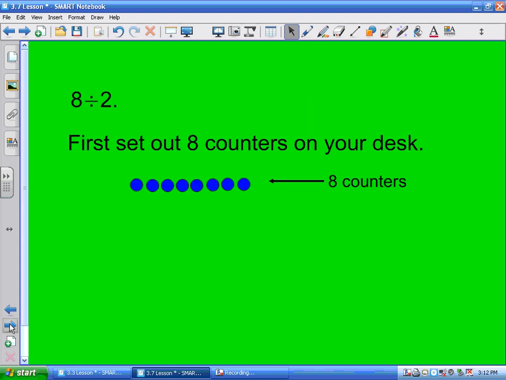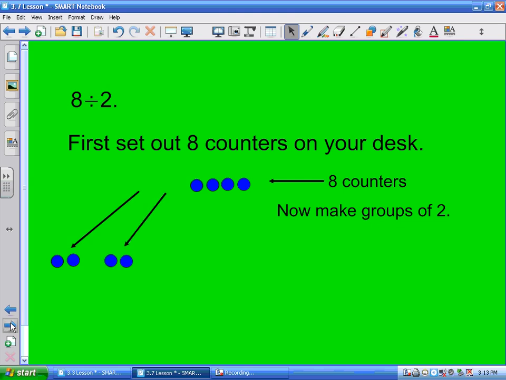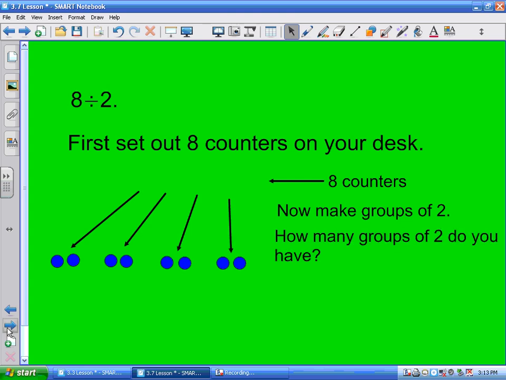Okay, so first, this is what you should grab, 8 counters. It doesn't matter what color they are, blue, or you guys have red and yellow. And now what you want to do is make groups of 2. If you take those 8 things and make groups of 2, there's 1 group, 2 groups, 3 groups, and 4 groups. How many groups of 2 do you have? 4. Right? So, 8 divided by 2 is 4.